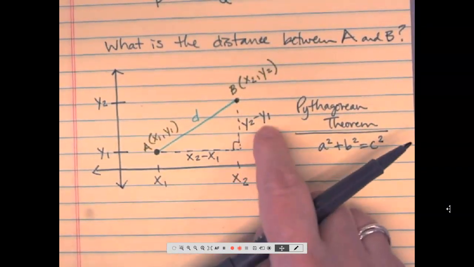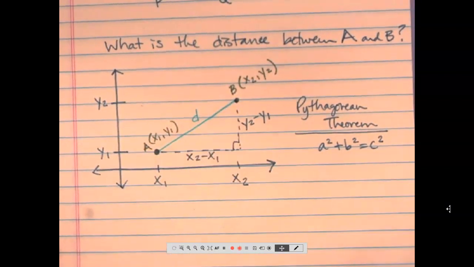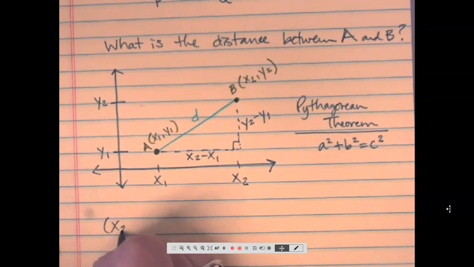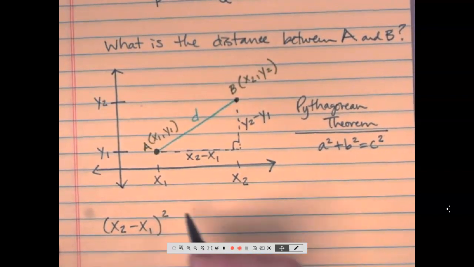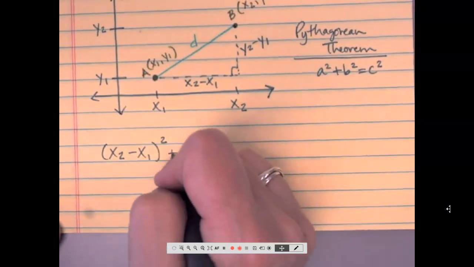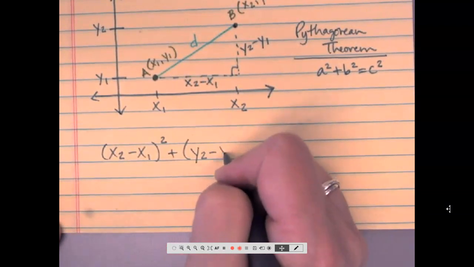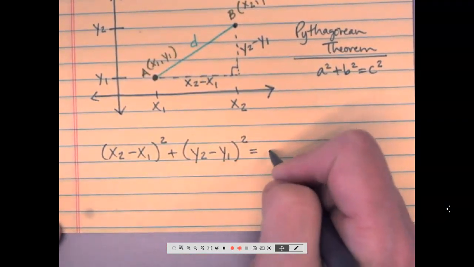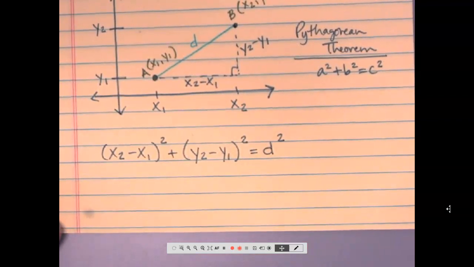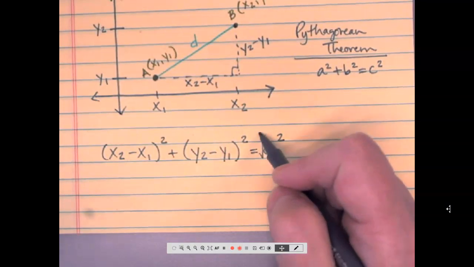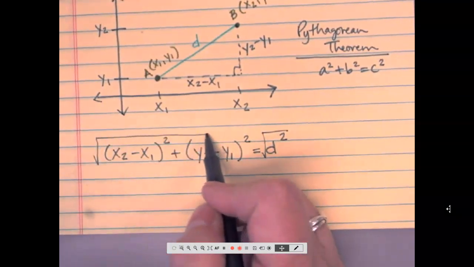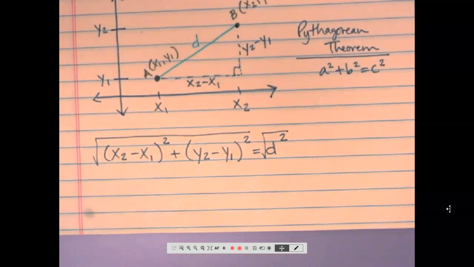Now, I'm going to apply this Pythagorean theorem. Okay, so leg squared plus leg squared equals hypotenuse squared. So I have x2 minus x1 squared plus y2 minus y1 squared equals d squared. Okay, I don't want to know what d squared is. I want to know what d is. So what do I have to do? Square root. Okay, now generally, when we square root two sides of an equation, I would say don't forget your plus or minus over here.